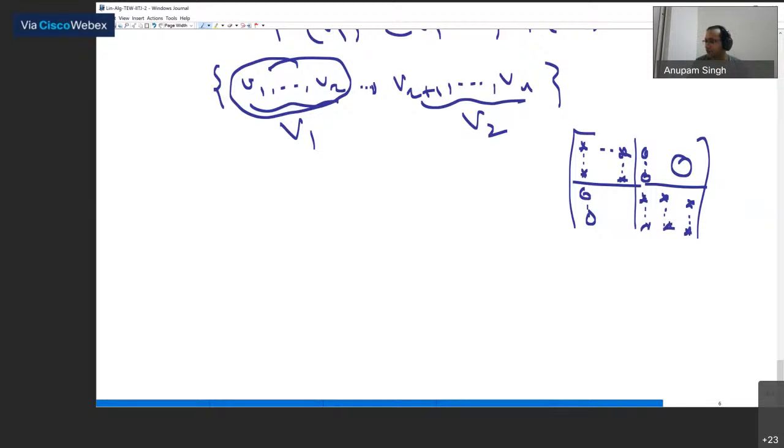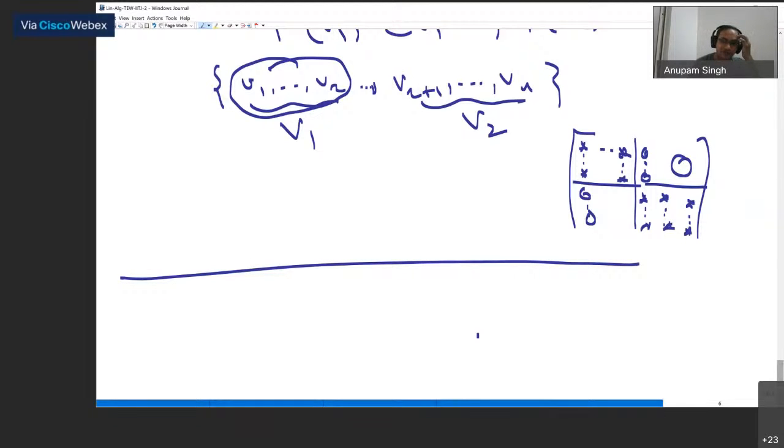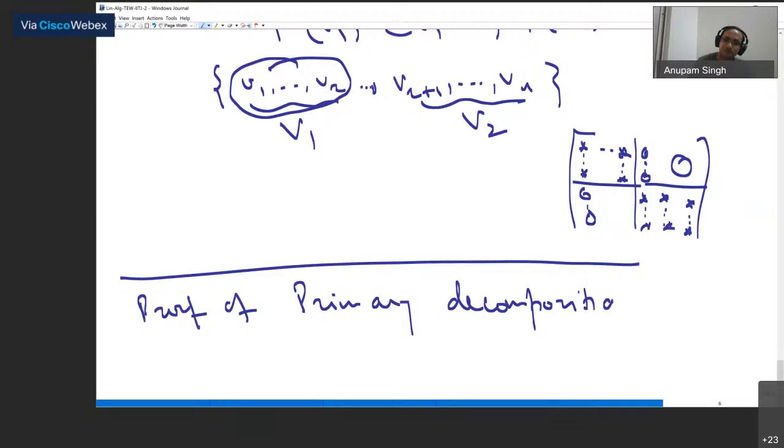So let's try to prove this. I said that the proof of this is quite interesting, and we should write some proof, and we can understand this proof somewhat easily. And it's quite useful. It involves quite useful ideas. So let's do the proof of this. So proof of the primary decomposition theorem.